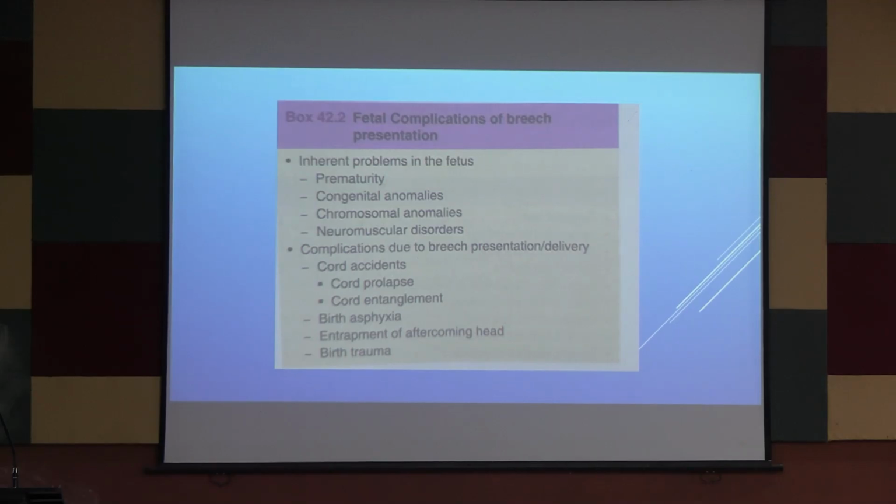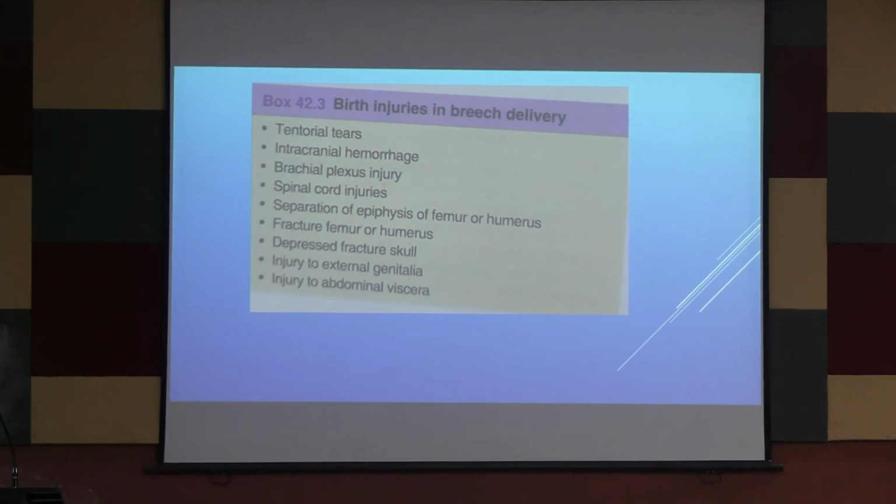During breech delivery, buttock is delivered, shoulder is delivered, and arrest in the head. That is entrapment of aftercoming head. Aftercoming head is stuck. This is the most dreaded complication in breech presentation. And birth trauma. These are all fetal complications. What birth trauma can happen? That is birth injuries in breech delivery.